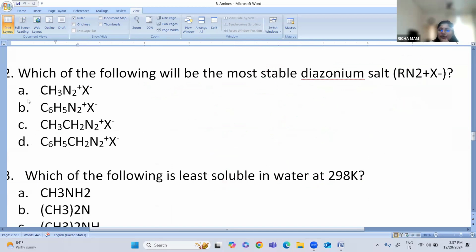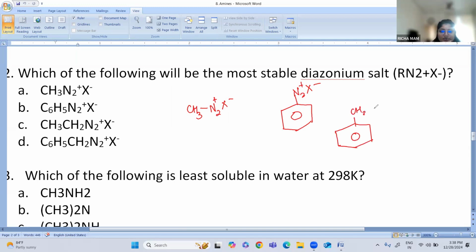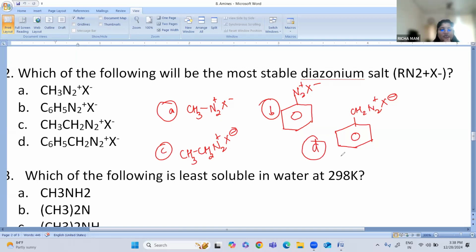Next question. Which of the following will be the most stable diazonium salt? A is CH3 N2 plus X minus. B is C6H5 N2 plus X minus. Then one is C6H5 CH2 N2 plus X minus. The third one is CH3 CH2, that is ethyl, N2 plus X minus. A, B, C and D. So which is the most stable?